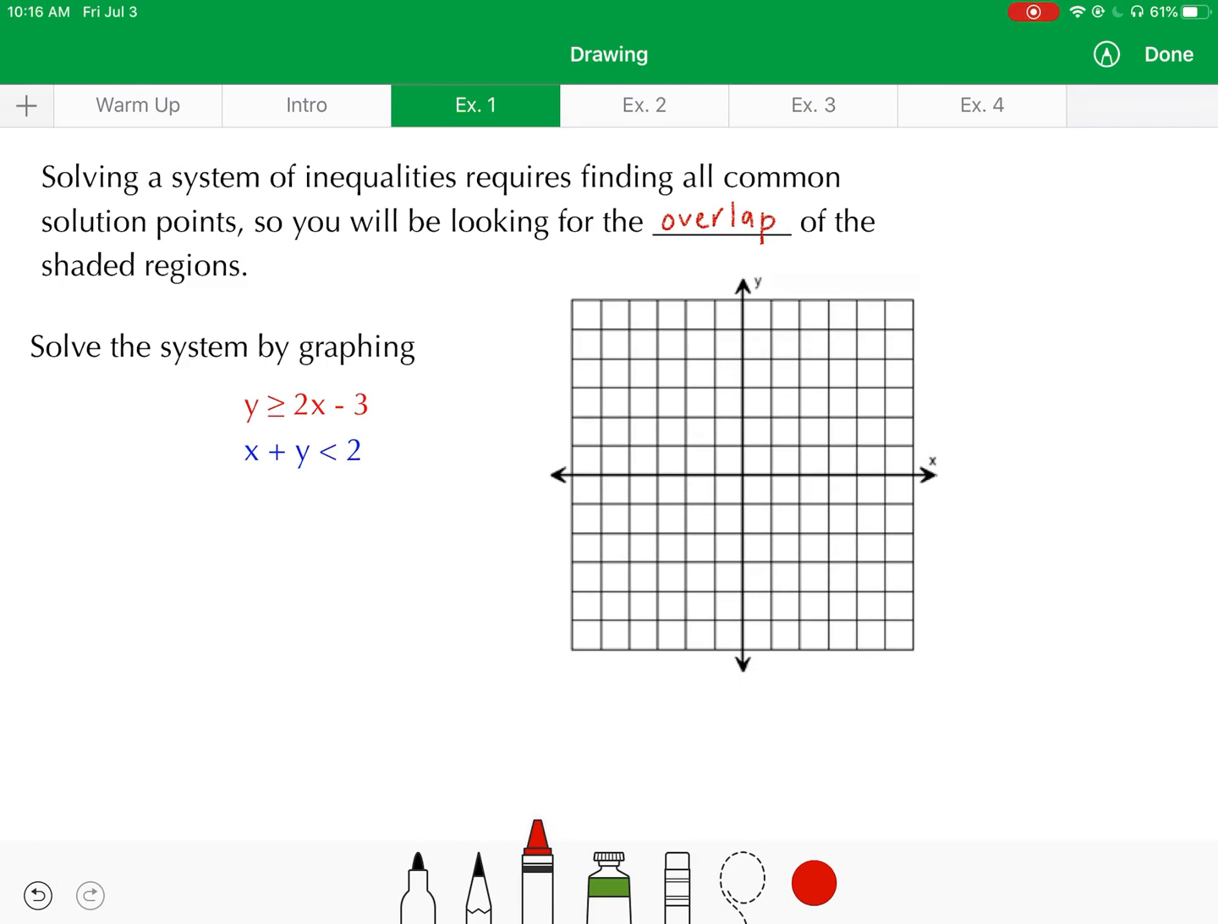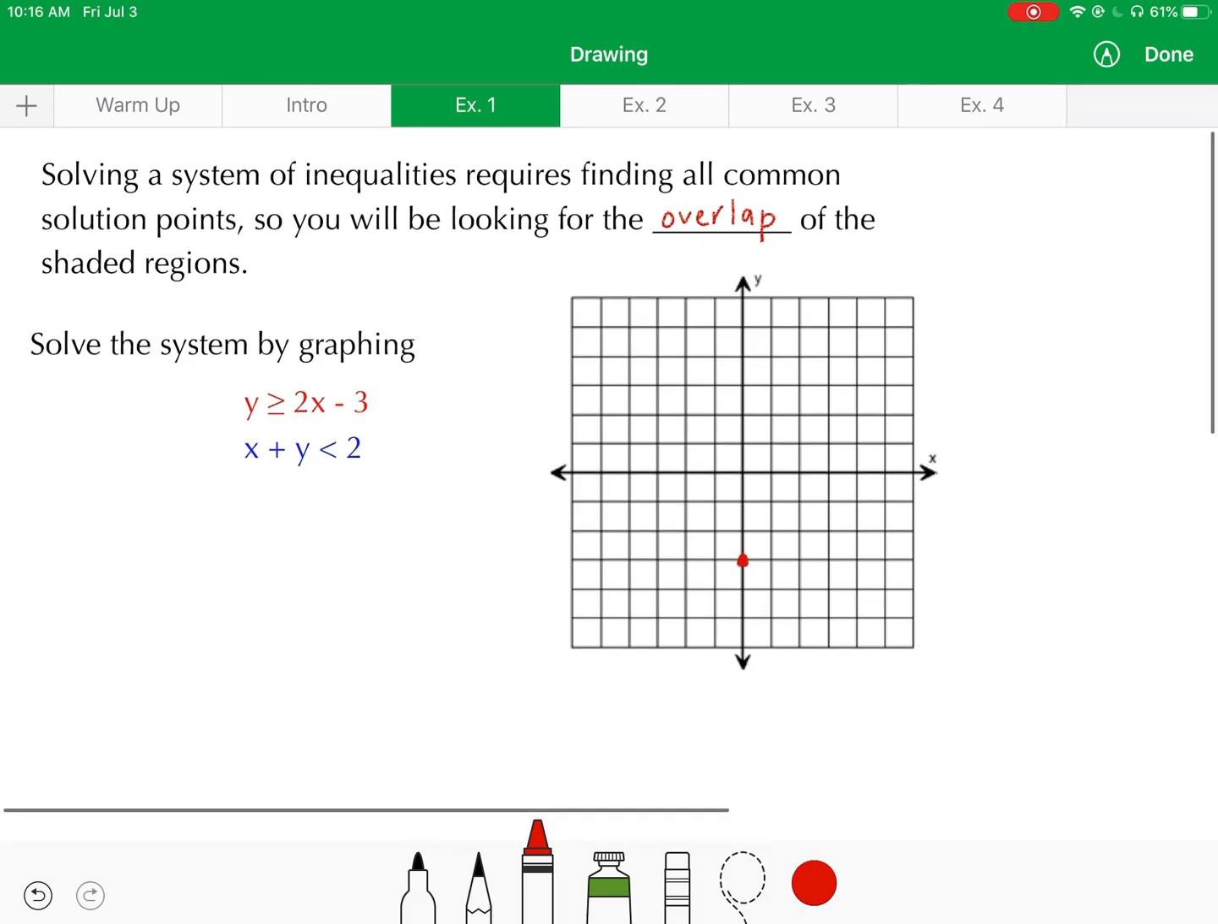That's in slope-intercept form, so I'll graph the boundary line, y-intercept of -3, rise 2, run 1 to the right, fill up the graph, and that would be a solid boundary line.